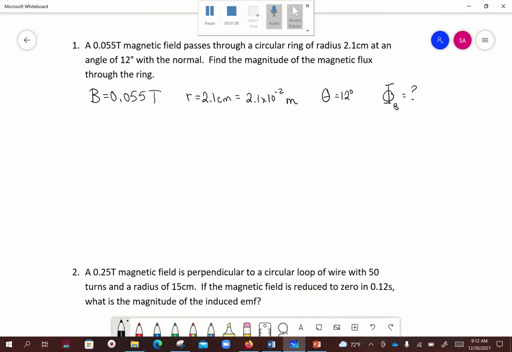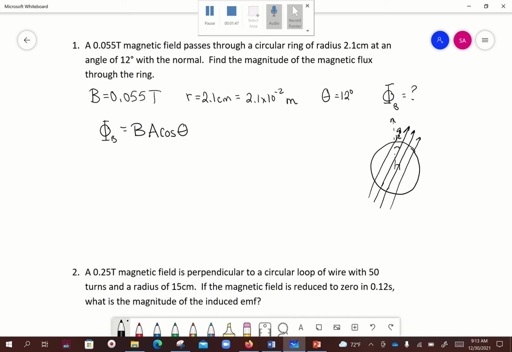Okay, so I want to find the magnetic flux, and my equation is that the magnetic flux is equal to the magnetic field times the area times the cosine of the angle between the magnetic field and the normal to the loop. So here we have a loop that's circular. The normal comes out, let me draw it dashed, perpendicular to the loop, and we're told that the magnetic field is at an angle of 12 degrees to that. So the magnetic flux, which is sort of a measurement of how many of these magnetic field lines are going through the loop, depends on the angle between the normal and the magnetic field.